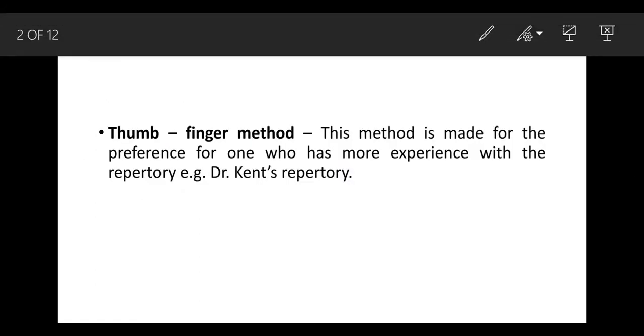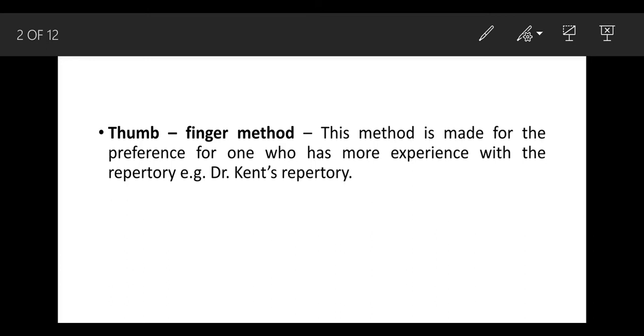Different methods used for repertorization are the thumb finger method, plain paper method, repertory sheet method, auto visual method, card method and computerized method. These are the different techniques which are used in daily practice for the process of repertorization.